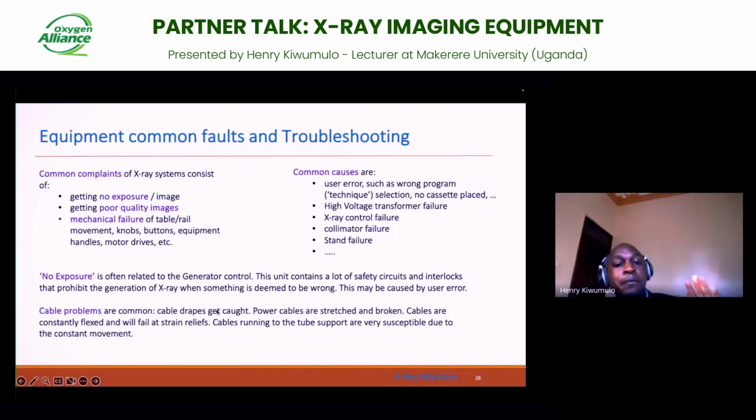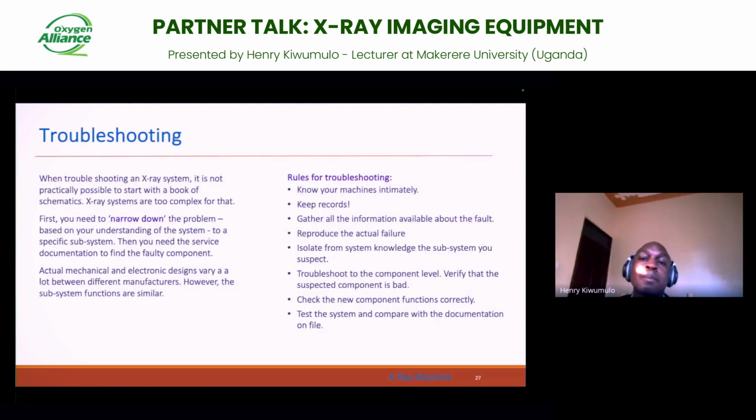So if there is no exposure, of course, it could be the generator control which is failing, and it could be the safety circuits which are failing. So some of those things can be checked out. Sometimes it could be cable problems. Cable drapes get caught. Sometimes power cables get stretched or broken. Sometimes they get flexed. So some of those things are the common checks that one needs to do before taking the problem further.